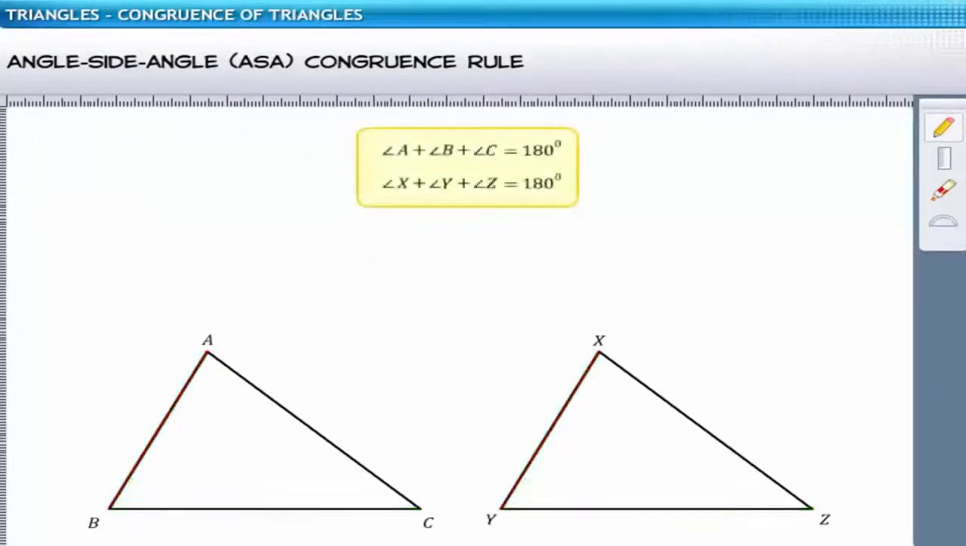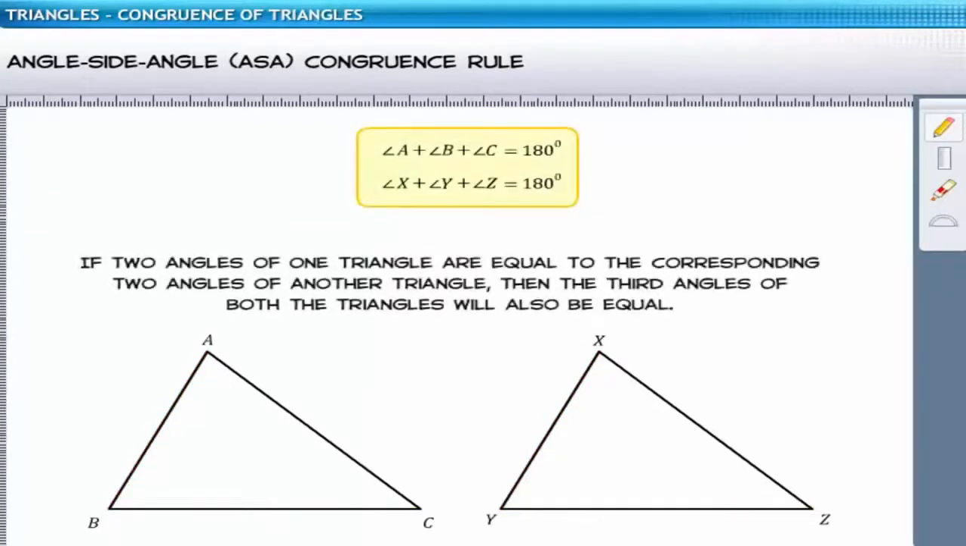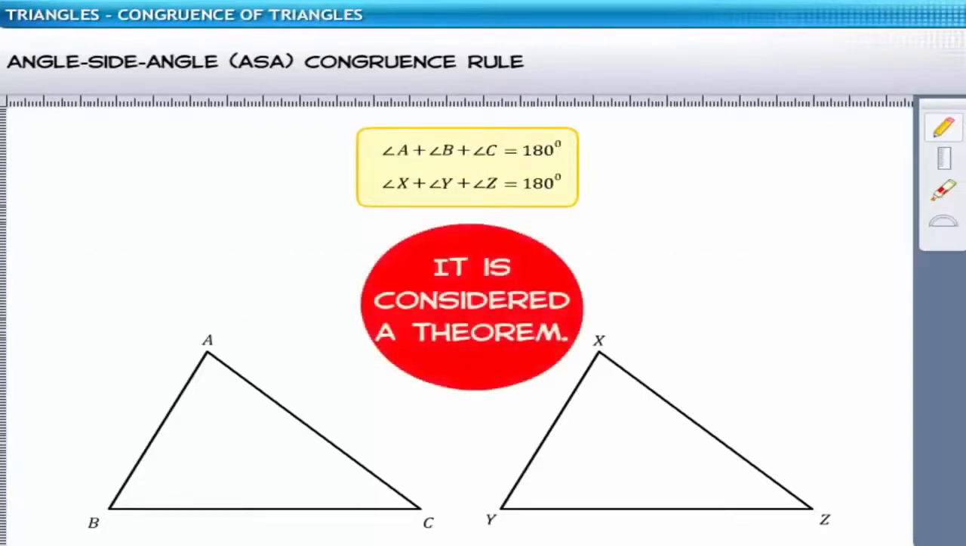We know that the sum of the three angles of a triangle is 180 degrees. If two angles of one triangle are equal to the corresponding two angles of another triangle, then the third angles of both the triangles will also be equal. Thus, instead of the included side, we may have any pair of corresponding sides equal. Thus, the ASA congruence rule is sometimes referred to as the AAS or SAA congruence rule. Since this result has been proved, it is considered a theorem.